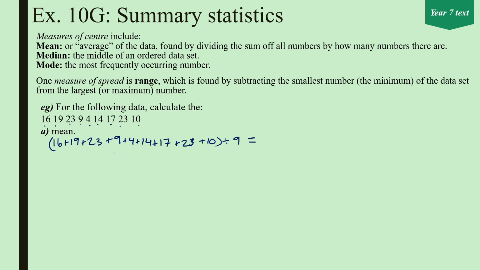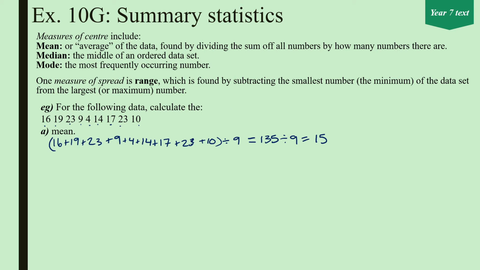When I add all of those numbers together, I get 135, something I prepared earlier. You can use a calculator to help you on that one. Then we divide that by 9 to get a mean of 15. So the mean for these 9 numbers is 15.